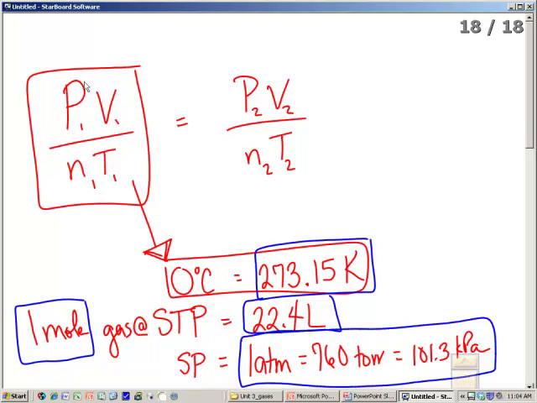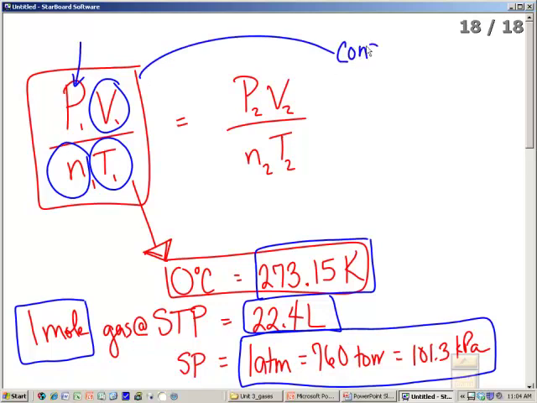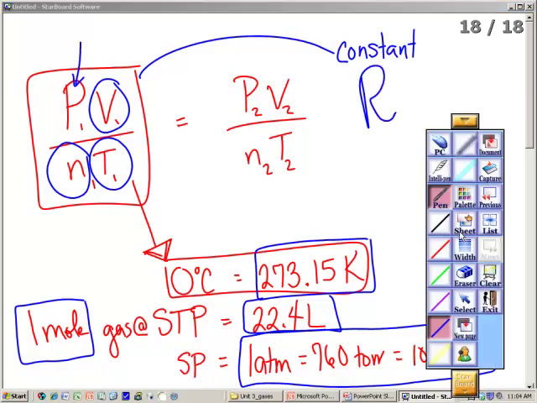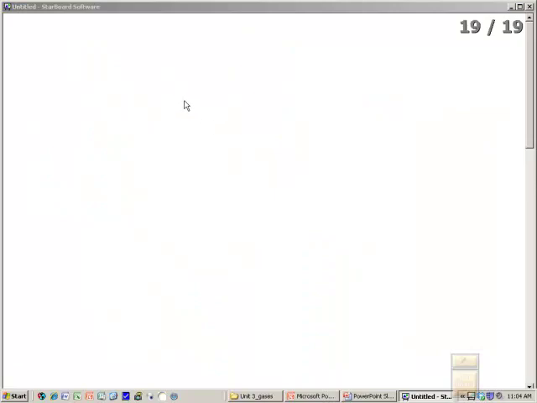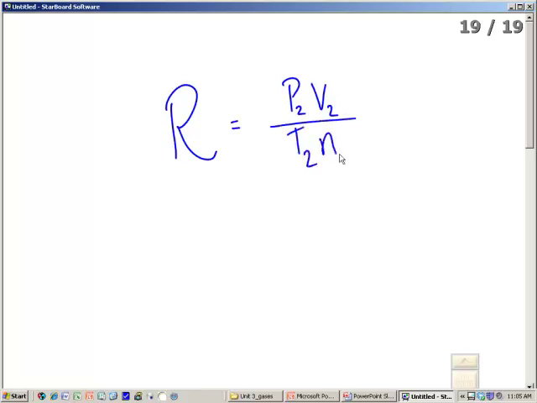When you plug in each of these variables, so for pressure there's 3 different ones, but when you plug in 22.4 here, 273.15 here, 1 here, you come up with a constant. And I challenge you to figure out where this constant comes from. The constant is called the gas law constant, the ideal gas law constant, and we symbolize it with a capital R. So what you inevitably get is this. R is equal to P2 V2 over T2 N2.